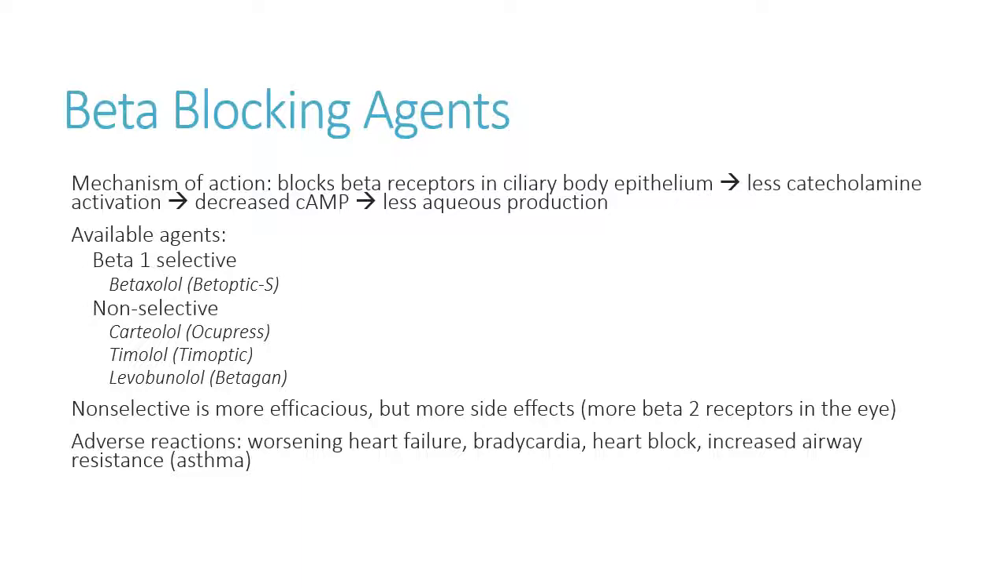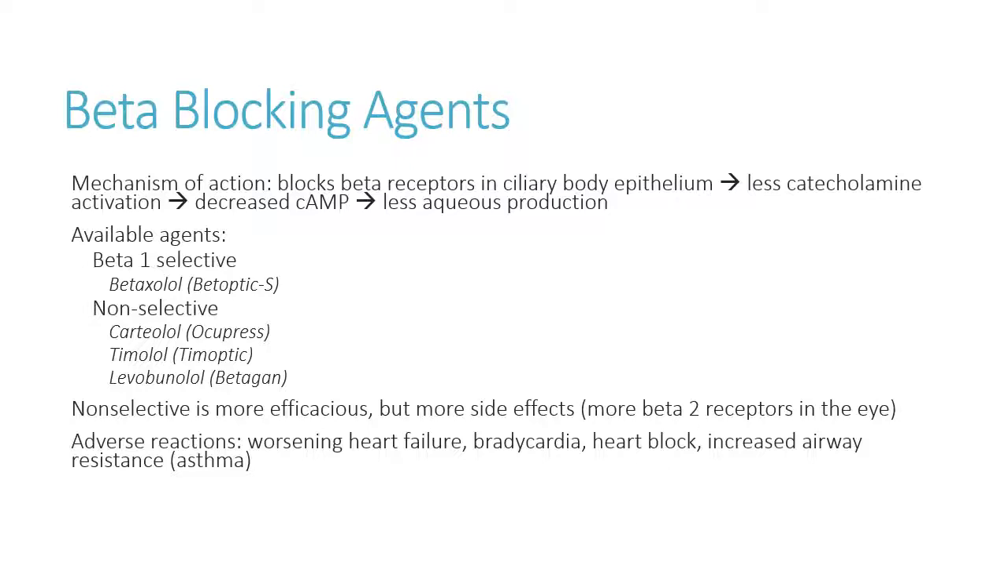Up next, you have the beta blocking agents, and again, these are going to be working basically by blocking beta receptors, as you might imagine. Now, what are the main types of beta receptors we run across? Beta 1, beta 2, right? So beta 1 and beta 2 are the main. There's beta 3 as well, but beta 1 and 2 are the main ones we're going to be focusing on here.